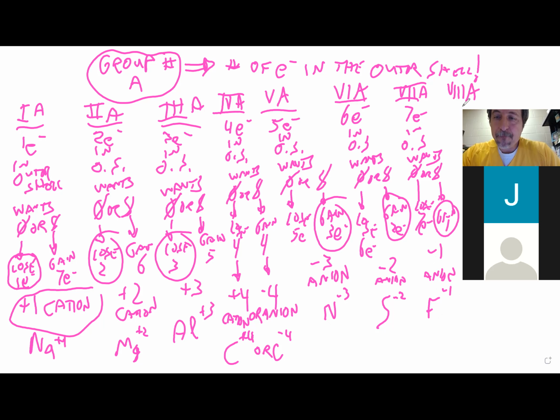8A. Eight electrons in the outer shell. We're not going to worry about helium right now. Want zero or eight? Well, geez.